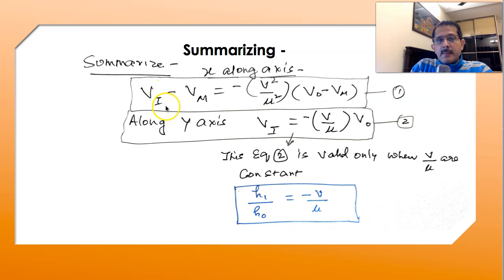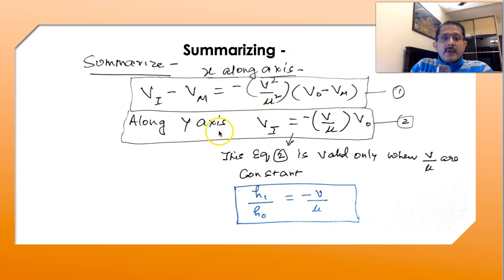the velocity of the image, vm is the velocity of the mirror, and v and u, you already know, are the distance from the image and the distance from the object. And vo again is the velocity of the object. So this formula we already derived in our previous lectures. If you are not well versed, just go through it again.